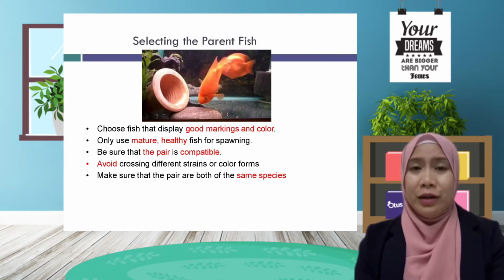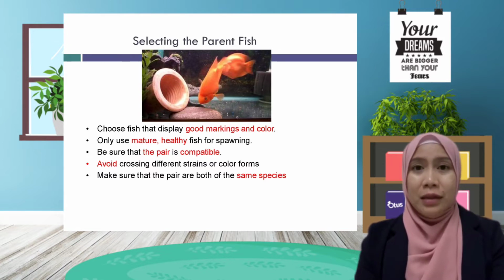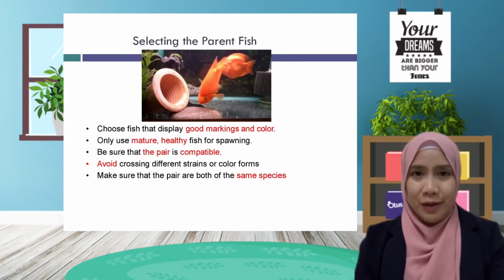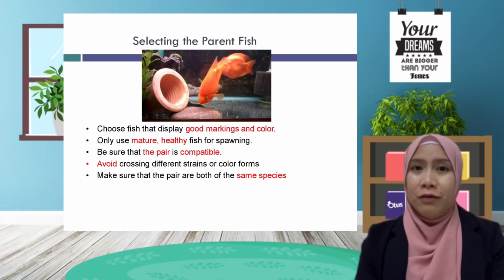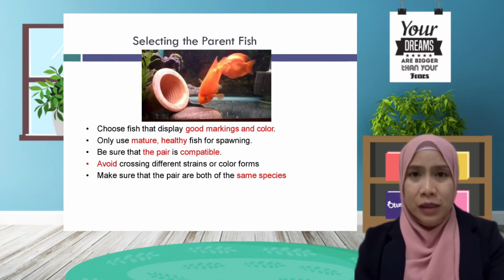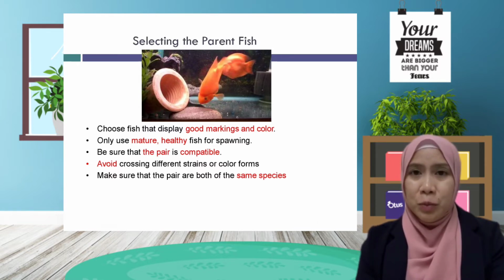There are several criteria that you need to consider when selecting the parent fish. First, choose fish that display good markings and color. Second, only use mature, healthy fish for spawning. Third, be sure that the pair is compatible. Avoid crossing different strains or color forms because the young are often unattractive. Last but not least, make sure that the pair are both of the same species because hybrids are sterile. With some cichlids and killifish, females of different species look similar.